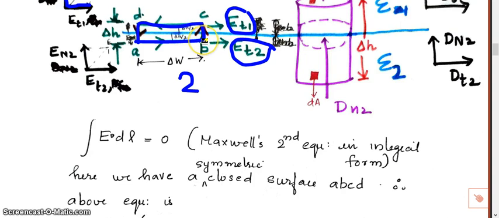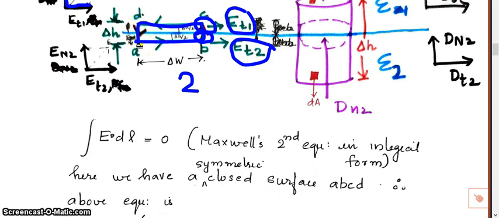Now we can write the expression. Up to this portion, the total electric field is EN2 into del H by 2, because it is lying in the second medium and it has a perpendicular component, plus this portion EN1 into del H by 2. Then we are moving across CD. CD is a tangential line which is lying in the first medium. So it has a tangential component ET1 and the length of CD is del W. So I can write the total electric field across CD is ET1 into del W. Since AB and CD are in opposite directions, this will have a negative sign. So the total component is minus ET1 into del W.